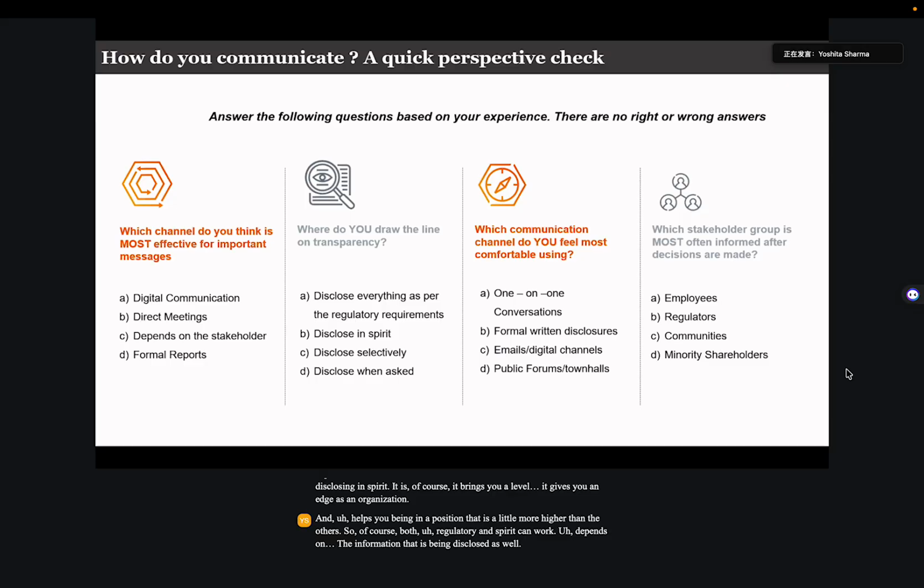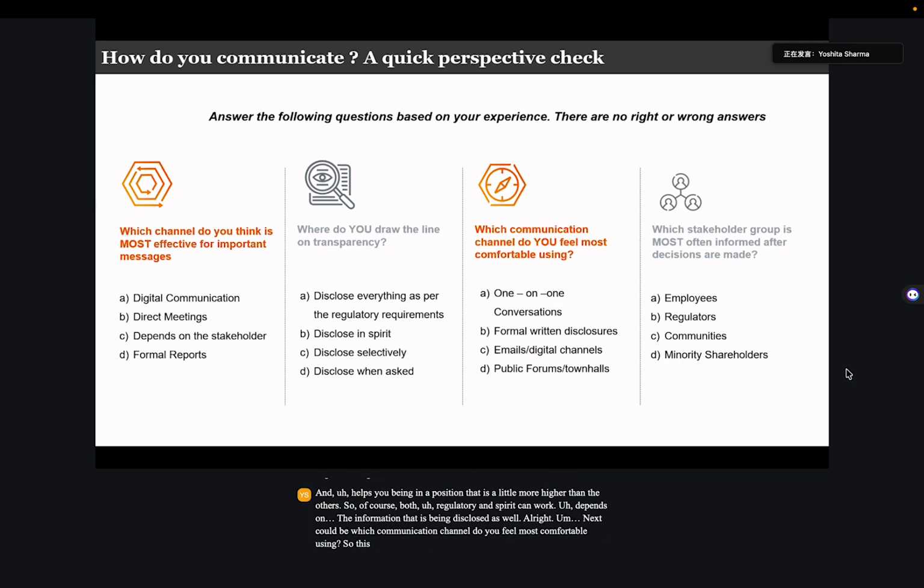All right. Next could be, which communication channel do you feel most comfortable using? So this is now from your end. Which one do you think is the most useful? One-on-one, formal written disclosures, emails or digital channels, public forums or town halls?